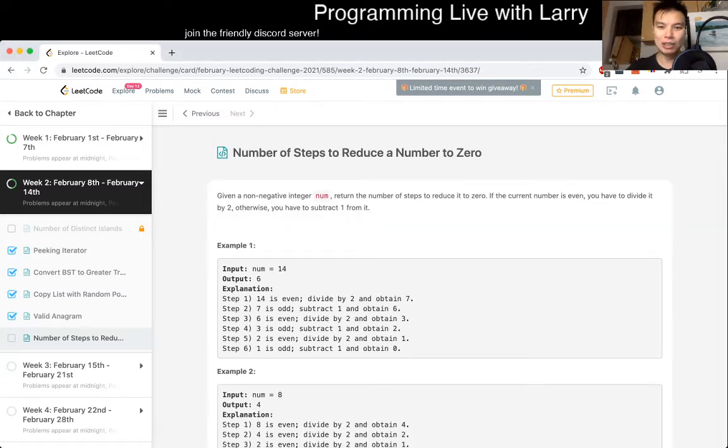Number of steps to reduce a number to zero. Yes, I usually solve these live, so if it's a little bit slow, just fast forward and hang out or whatever you like. Okay. So given a non-negative integer num, return the number of steps to reduce it to zero. If it's even, you have to divide it by 2, otherwise you have to subtract from it. So there's no decision, right? We just do it.